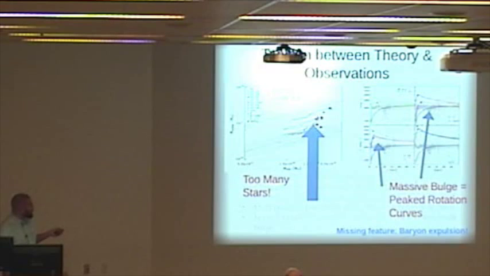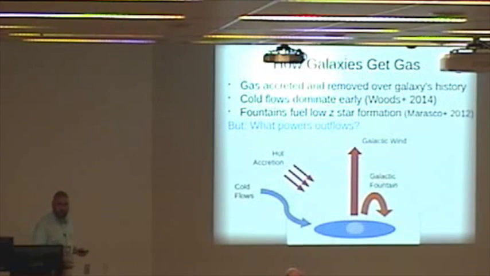Now, the only ones that managed to keep their star formation down tended to have very, very strong feedback that ejected large fractions of the baryons within these galaxies. So we should really start thinking now about how specifically galaxies get their gas.